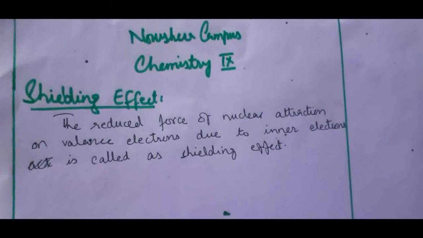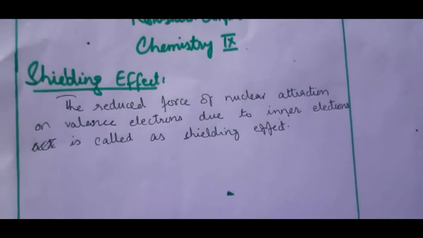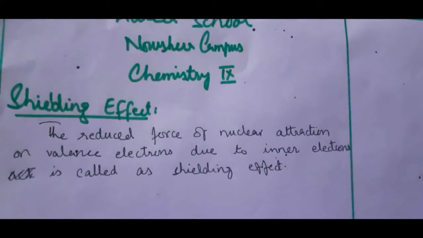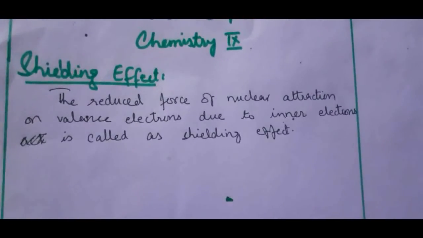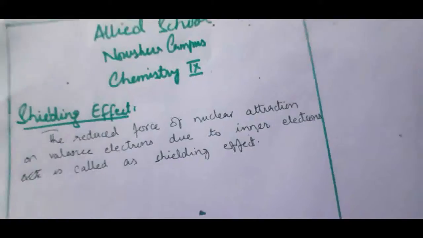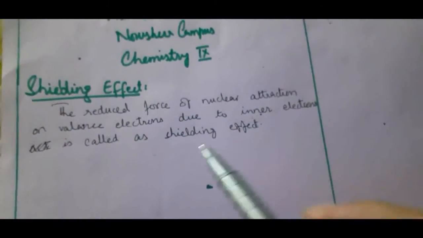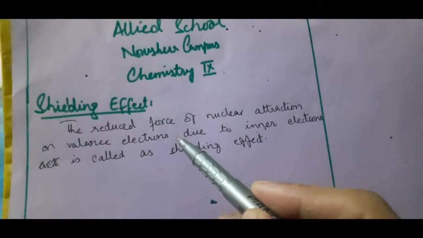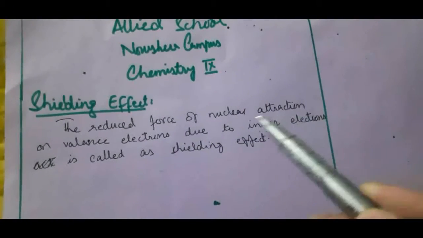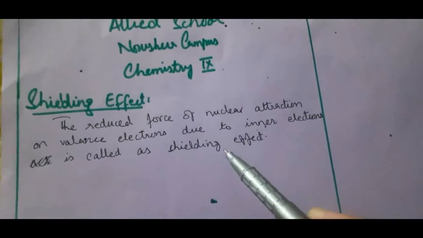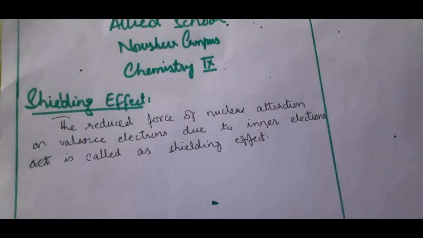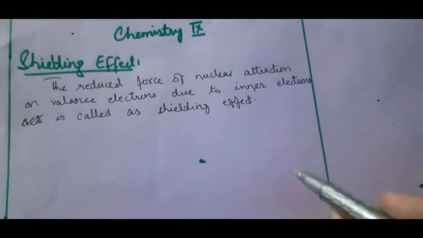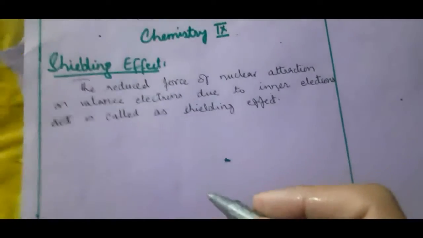Our today's topic is shielding effect. What's shielding effect? Shielding effect is the reduced force of nuclear attraction on valence electrons due to inner electrons. What does it mean? Look at the diagram which I'm about to make.